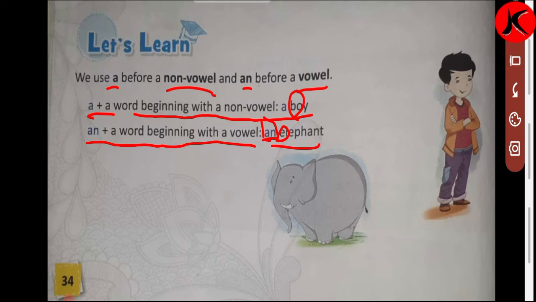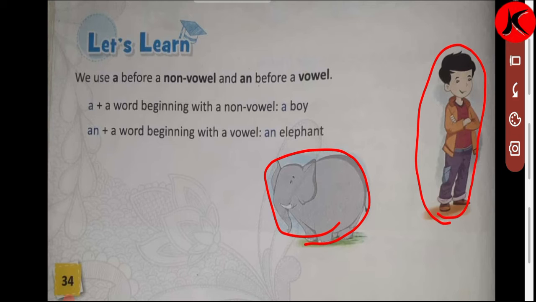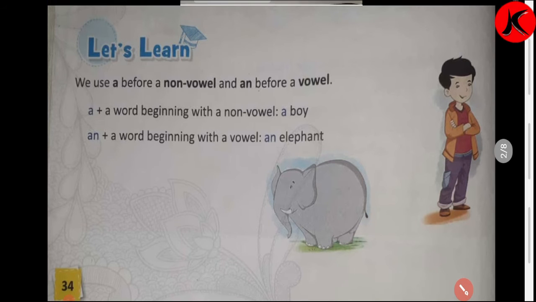So an elephant, and over here we have written only a boy. You can see over here a picture of an elephant. Over here it is a picture of a boy. So it is a boy and this is an elephant because it starts with a vowel. Now we'll go to the next page.